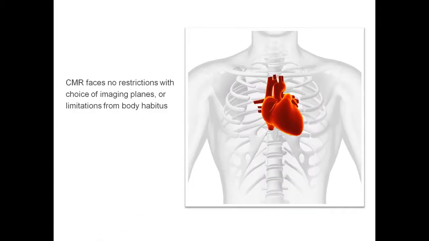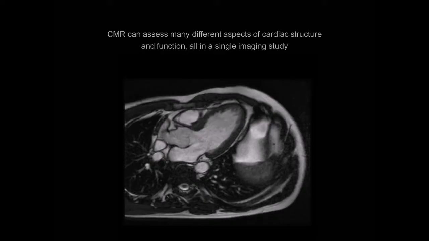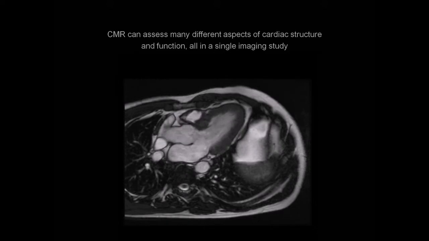For example, CMR faces no restrictions with the choice of imaging planes, and that offers us a great deal more flexibility to obtain exactly the views that we want of the heart. In addition, CMR doesn't face the same limitations from body habitus that we see with echocardiography, for example in patients with a high body mass index. CMR offers us the chance to assess many different aspects of cardiac structure and function, all in a single imaging study.